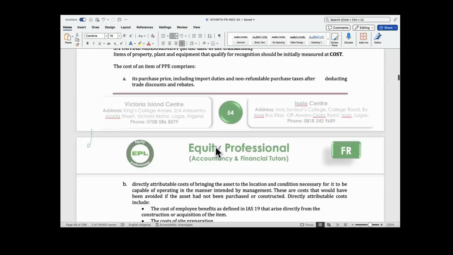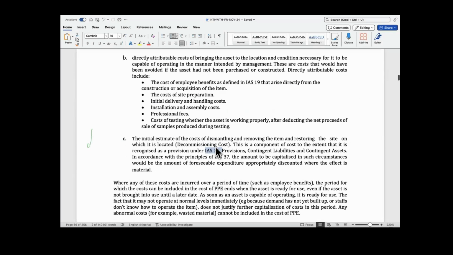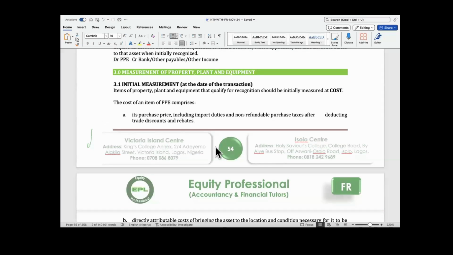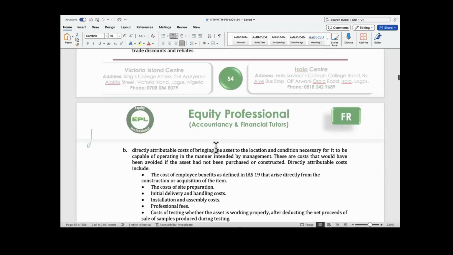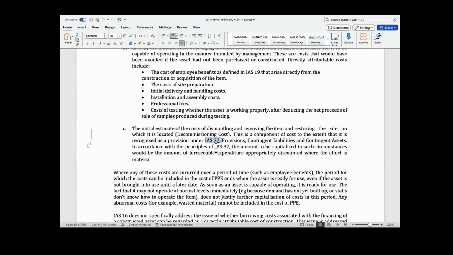It is an area that you need to be very comfortable with. Hello, sir. Sorry, you mean that we will debit PPE and credit provision for dismantling cost? Exactly. So is it the present value that we are crediting or the entire sum? The present value. Okay, sir.